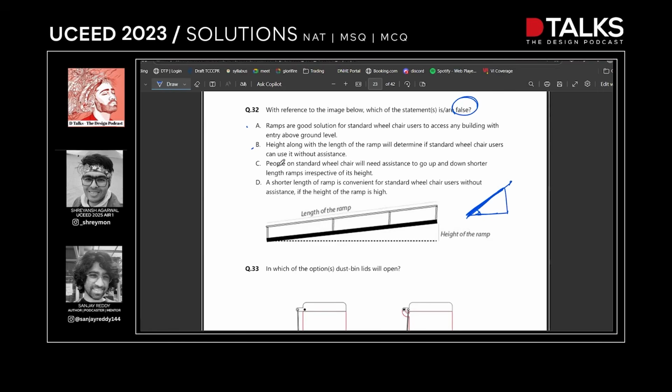C. People on standard wheelchairs will need assistance to go up and down shorter length ramps irrespective of its height. That is wrong, because what if the ramp is very, very small like this? They can't use it. Option C is wrong. Option D. A shorter length of ramp is convenient for standard wheelchair users without assistance if the height of the ramp is high. That is wrong. A shorter length means it's going to be very steep for a height. You need it to be longer to make it less steep. So the answers are C and D.